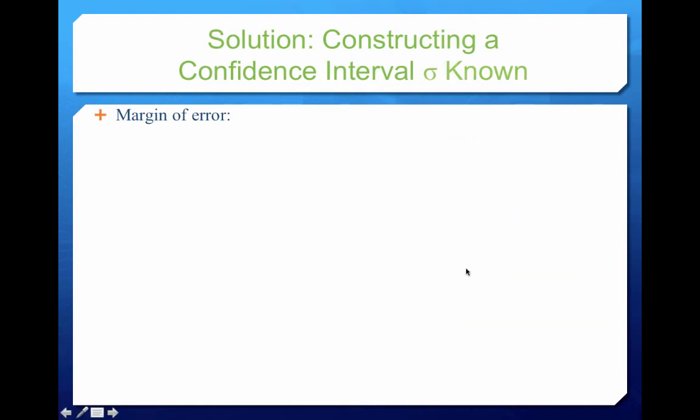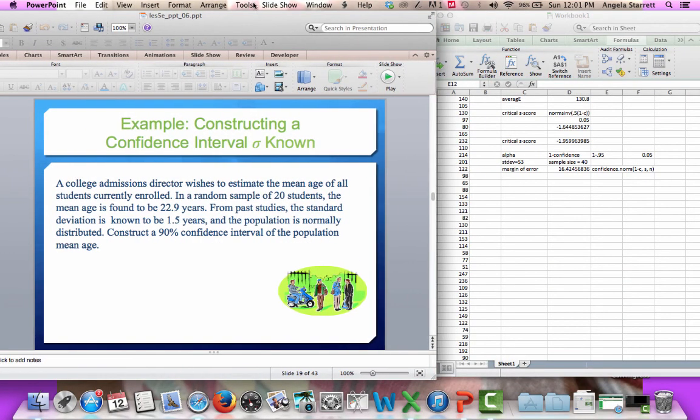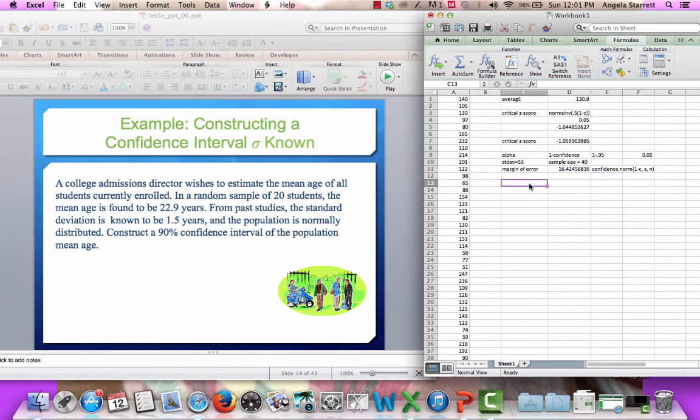Okay, so actually I'm going to go back to this site. All right, so now what do we have? Let's just label everything. We have n equals 20, x bar equals 22.9, sigma equals 1.5, so our population standard deviation is 1.5, and our confidence equals 0.9. So let's construct a 90% confidence interval.